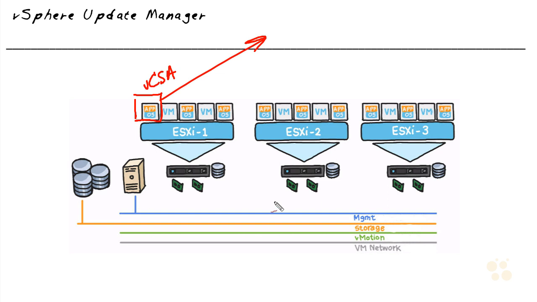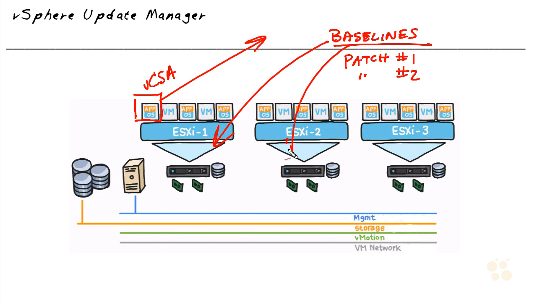Now in our environment, each of our ESXi hosts is already at 6.5. And then what we're going to do is create one or more baselines. And the baseline is simply going to identify what we're looking for. For example, we want patch number 1 and patch number 2. Now, one of these may be a security patch, one may be a bug fix. But we're going to identify those patches or updates as part of a baseline and then associate that baseline with our ESXi hosts.